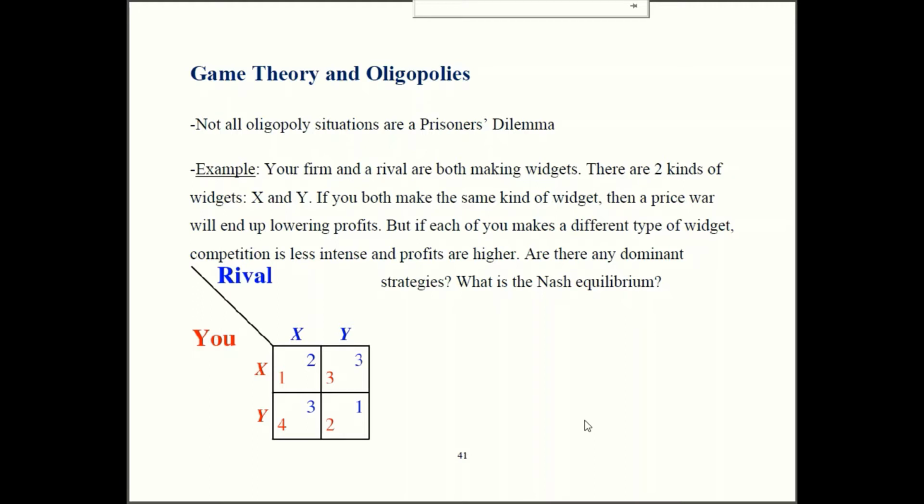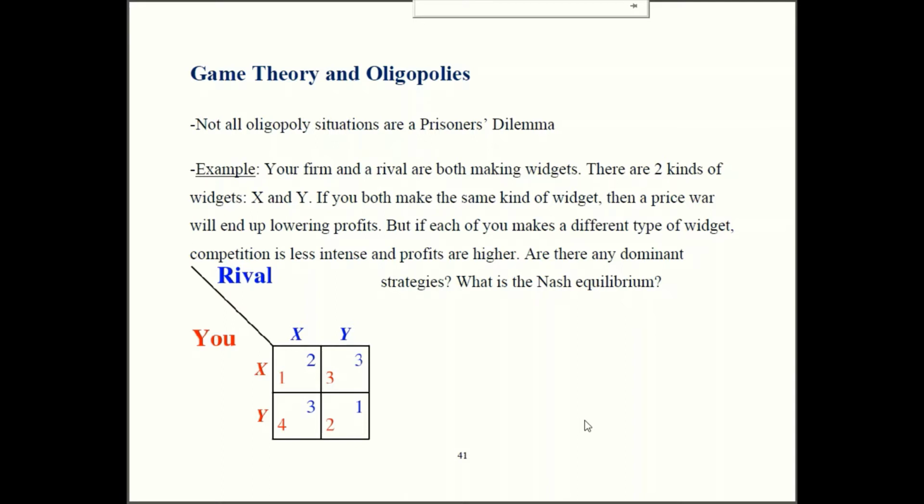And let's say widgets can be one of two types. You can make X-type widgets and you can make Y-type widgets. Now, if you both make the same type of widget, that's going to reduce profits because now you're probably going to get a price war. If you're making the same thing, they can only compete upon price, and that's going to drive prices down and drive profits down.